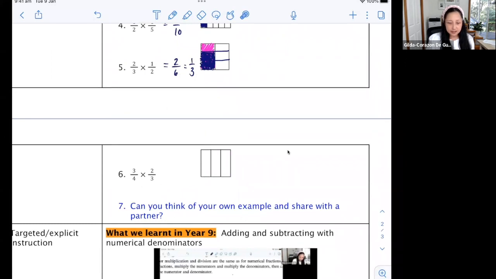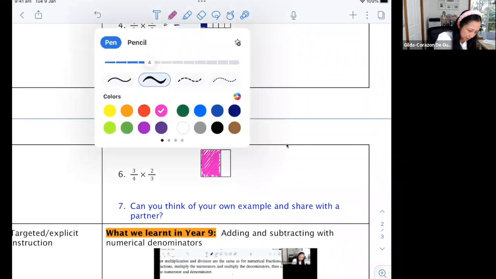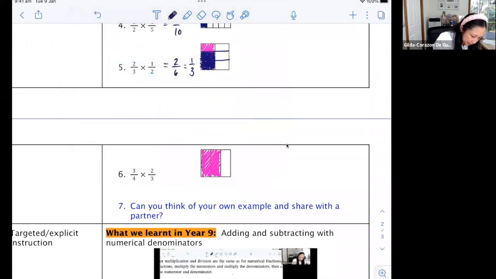So you would have guessed that with this one here, let's start with, we want 3/4 of 2/3. So we want to shade in 2/3 first, and therefore we want 3/4.